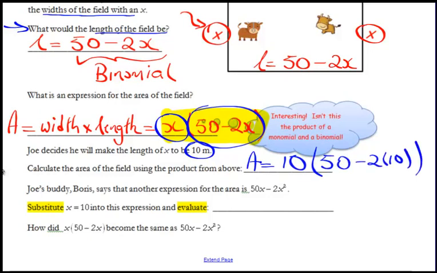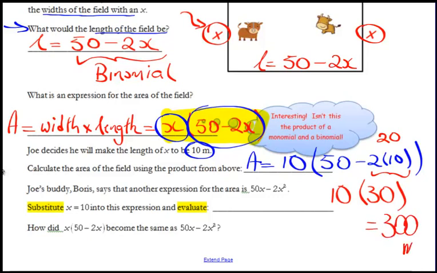Now, we've got brackets here, so we're going to evaluate what's in the brackets first of all. 2 times 10 is 20. We do the multiplication first. 50 minus 20, of course, is going to leave us with 30. And then we've got the 10 on the outside, 10 times 30, and that's equal to 300 square meters.